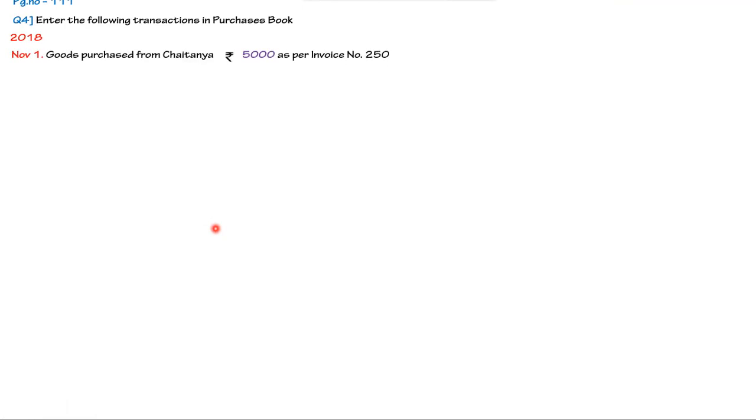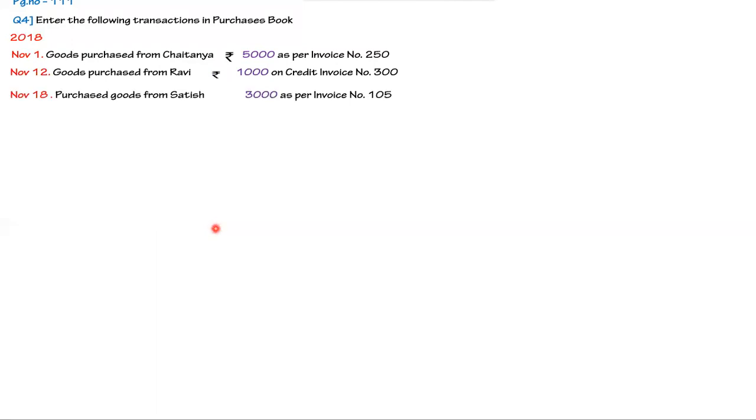The first transaction is on November 1: goods purchased from Chaitanya, rupees 5000 as per invoice number 250. Then on November 12: goods purchased from Ravi, rupees 1000 on credit, invoice number 300. Next, on November 18: purchased goods from Satish for 3000 rupees as per invoice number 105. The last transaction is on November 23rd: purchased goods from Pawan for cash, rupees 2500 as per invoice number 410. We are asked to prepare the purchases book.